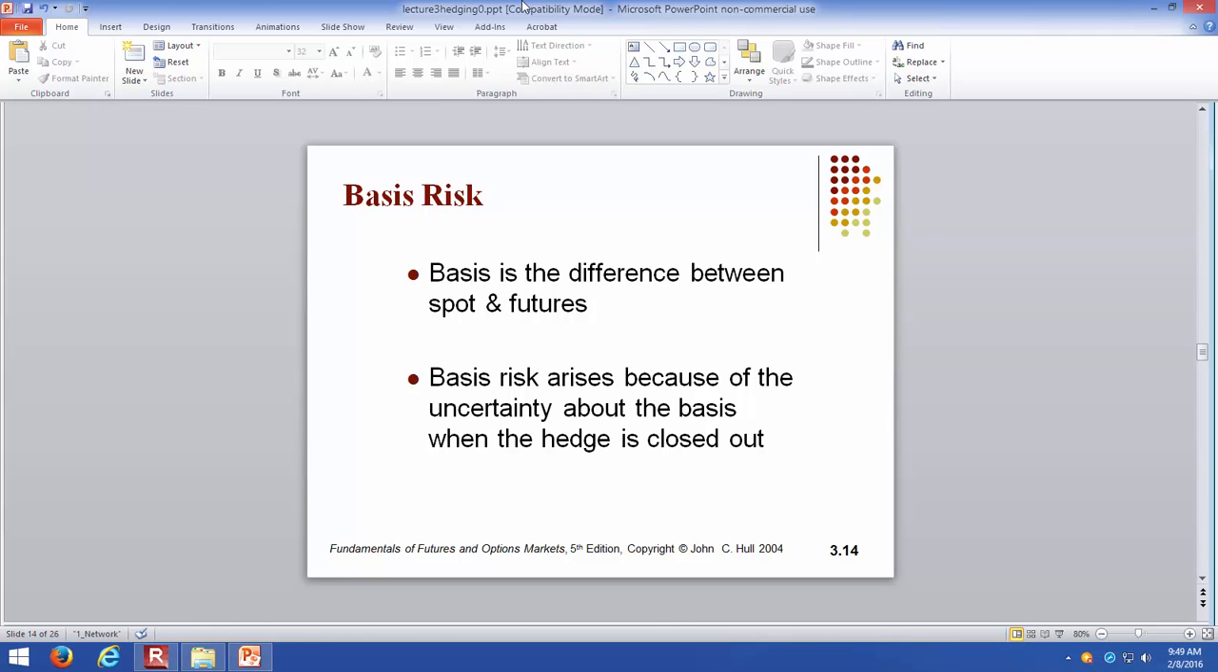Now this is a little more tough, and the reason why it's a little more tough is because we are going to talk about hedging when there is risk, when there is basis risk, and so on. And here we want to talk about something referred to as basis risk, and basis is the difference between spot and futures. Basis risk arises because of the uncertainty about the basis when the hedge is closed out. Okay, so we want to talk about what is basis, and about the basis risk, because of which you may not be able to hedge perfectly.